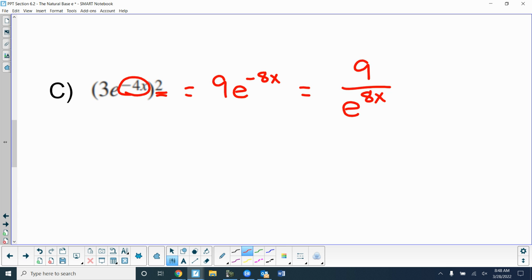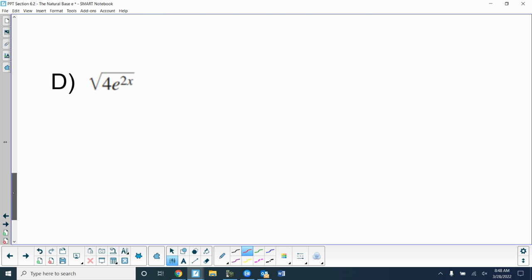Okay. This one's a little tricky. Okay. What's another way I could write that with an exponent? What exponent is square root? Not second. 1/2. Good, Connor.